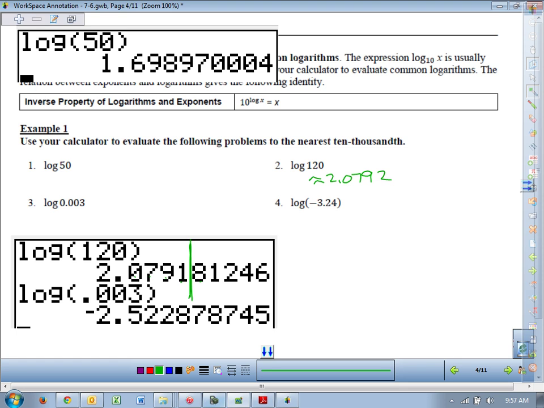Another one. I got it punched in already. I just want you to practice punching it in, but then round it to the nearest 10,000. Sorry. Let's say it right. So about negative 2.5229, correct?